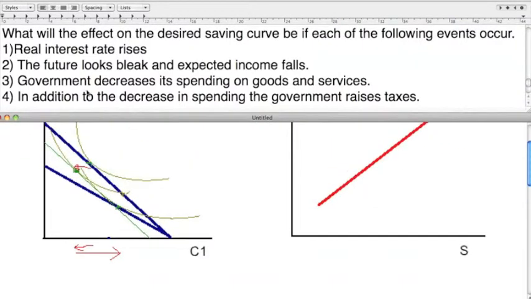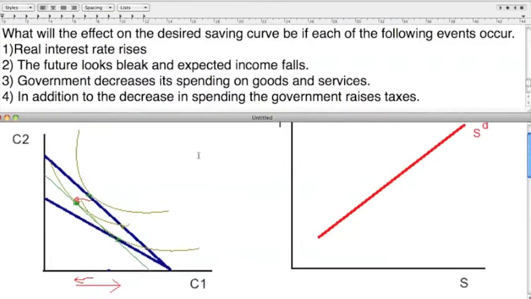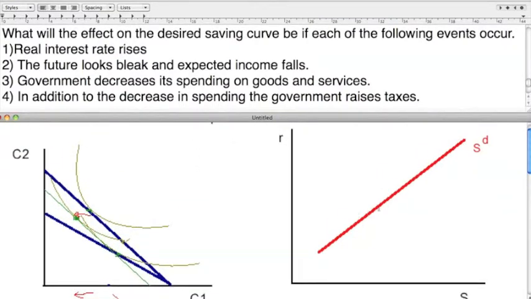So, back to the question. Real interest rates rise. This will just see a movement along the curve.